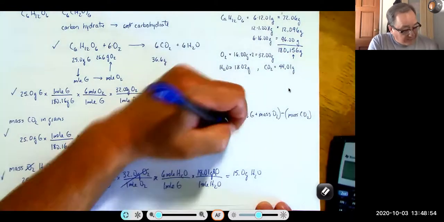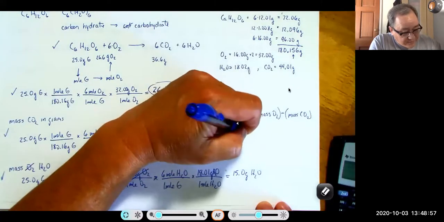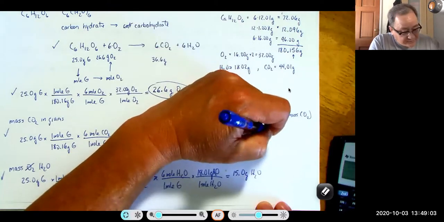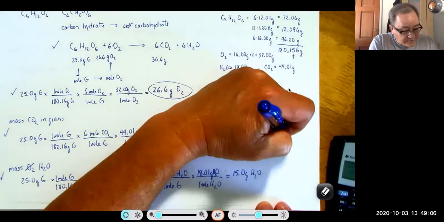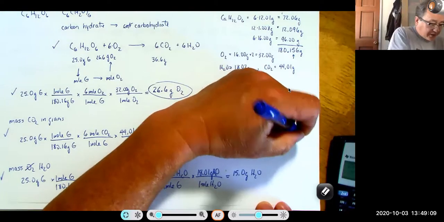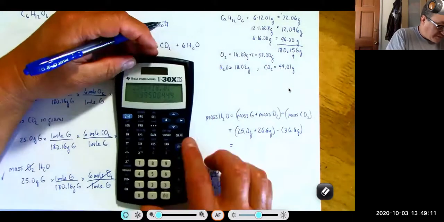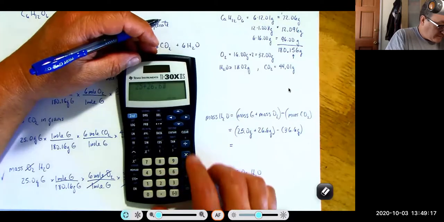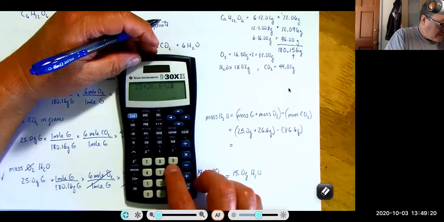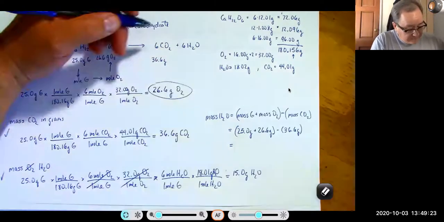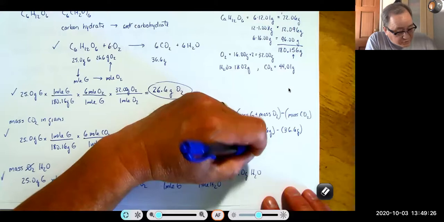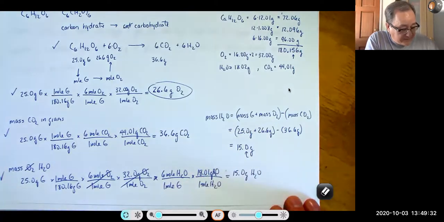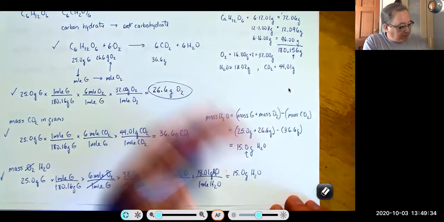So in this case, we would have 25.0 grams plus 26.6 grams minus 36.6 grams. And let's try this in the calculator, see if it works out or if I made some mistake along the way. And we get 15. Okay. Now, why is this also good to the 10th? And the answer is because that's good to the 10th, that's good to the 10th, and that's good to the 10th. So either way, we get 15 grams of H2O.